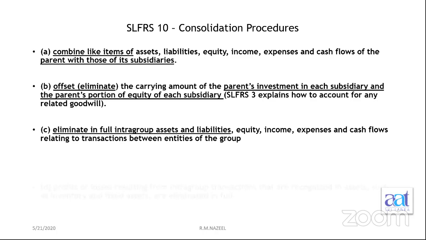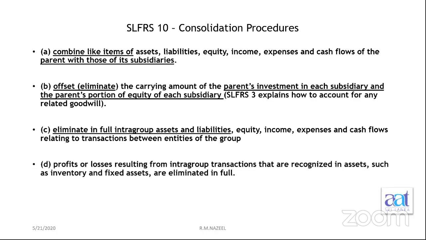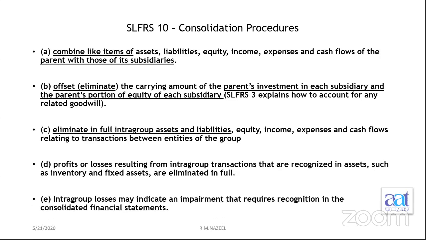On top of that, the standard gives you some guidelines on how to account for intercompany unrealized profits or losses, and if there are losses, how to treat them. Even though these are procedures, we might go into part number 2 to discuss these things. Now students, business combination gives guidelines to determine the goodwill. SLFRS 10 tells you what procedures you need to adopt to prepare the consolidated account.